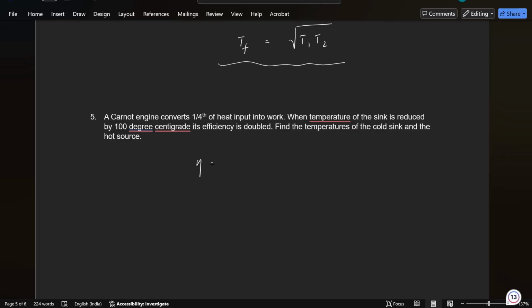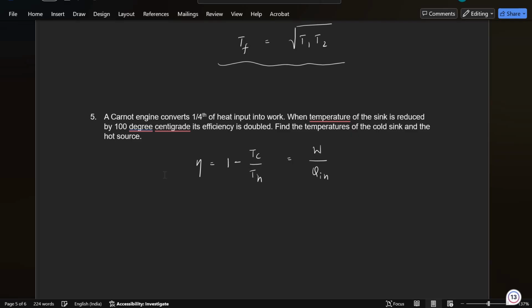Eta is equal to 1 minus Tc by Th, right? And there's another simpler formula, which is work done divided by Q in. These are the formulas that we're going to use in this problem. All right, so first, what do we have here?